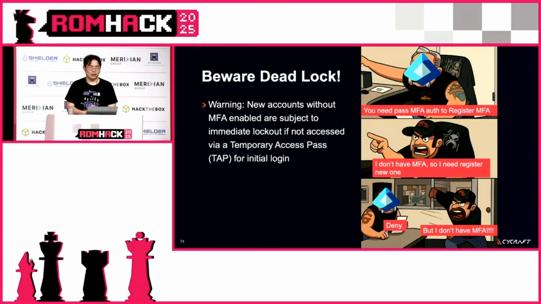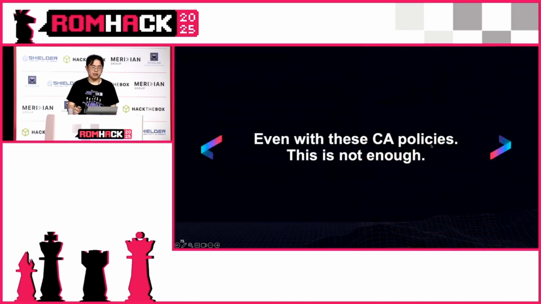Like my friend, he just implemented this policy, and they have a new employee onboard, and they just type a password. And Entra ID says, hey, you need to pass MFA, then you can enter MFA. But he's just new in this company, so he doesn't have MFA. So you will encounter something like this deadlock scenario. The only way to escape is to use a TAP for the initial login. If you apply this conditional access policy, it's not enough.